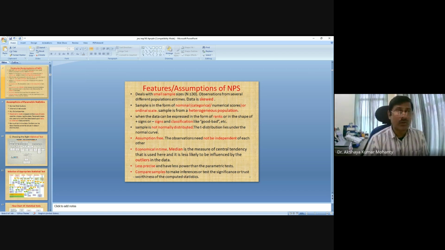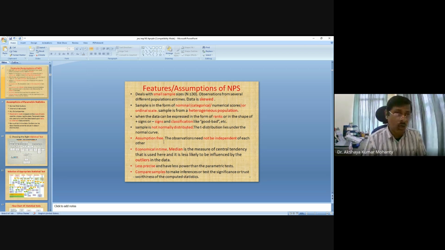And the sample is not normally distributed, already I have discussed, because it is skewed data. If some data is skewed, it cannot be normally distributed. So they are opposite to each other. When data is skewed, it cannot be normally distributed. If normally distributed, it cannot be skewed. So the distribution lies under the normal curve. But this is the very important feature, though it is the non-parametric test: the sample is not normally distributed, but the distribution lies under the normal curve.